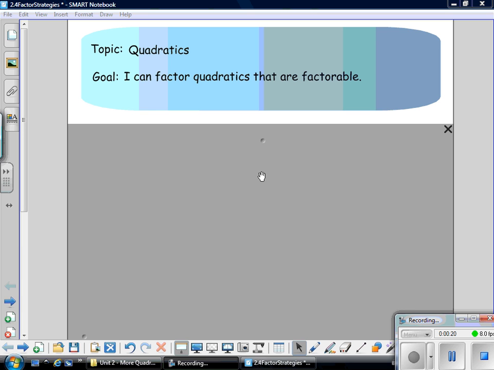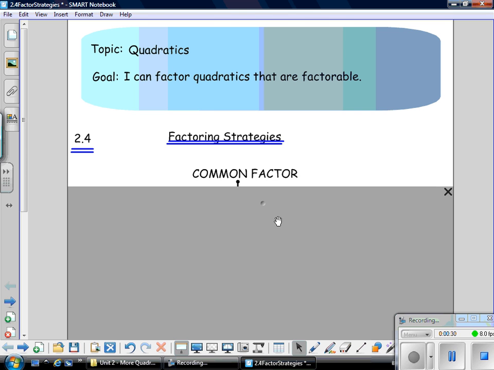So what I have created here, and you have it in front of you, is a flow chart. This is like a checklist that I have in my head that I do when I factor. The first thing that I look at when I'm looking at factoring strategies is I always check for a common factor. So I deal with that first. If I have one, I take it out and then I move down to the next level.